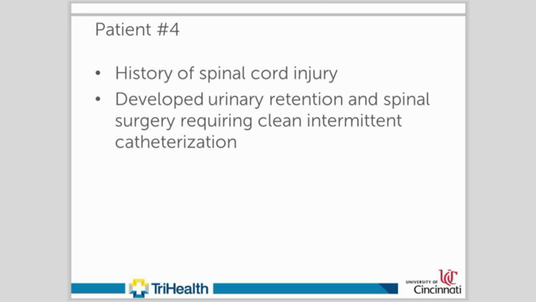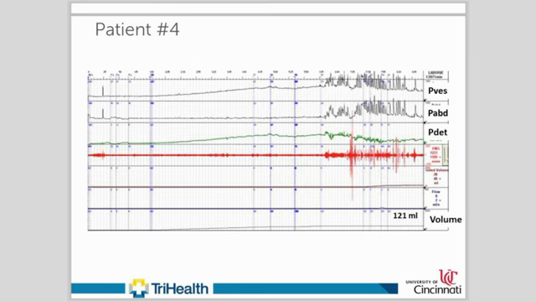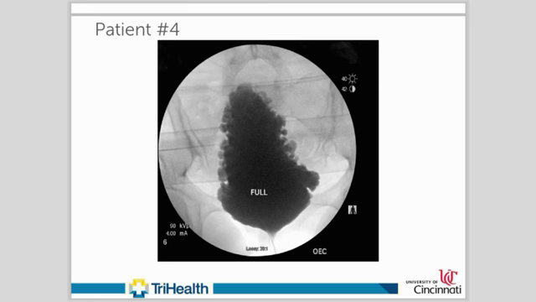Patient number 4 has a history of L1 spinal cord compression injury. After spinal surgery, she developed urinary retention and required clean intermittent catheterization. Cystometrogram reveals a small maximum cystometric capacity, poor bladder compliance, detrusor acontractility, and Valsalva voiding. On fluoroscopy, she was noted to have a severely trabeculated bladder, giving the Christmas tree appearance seen here.